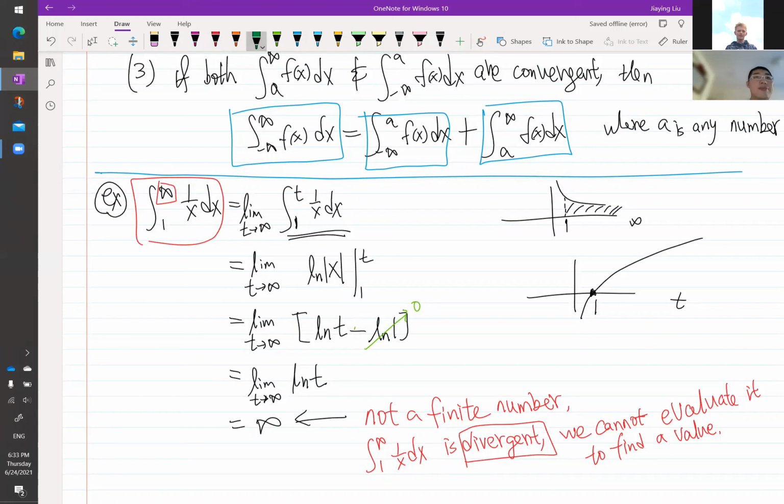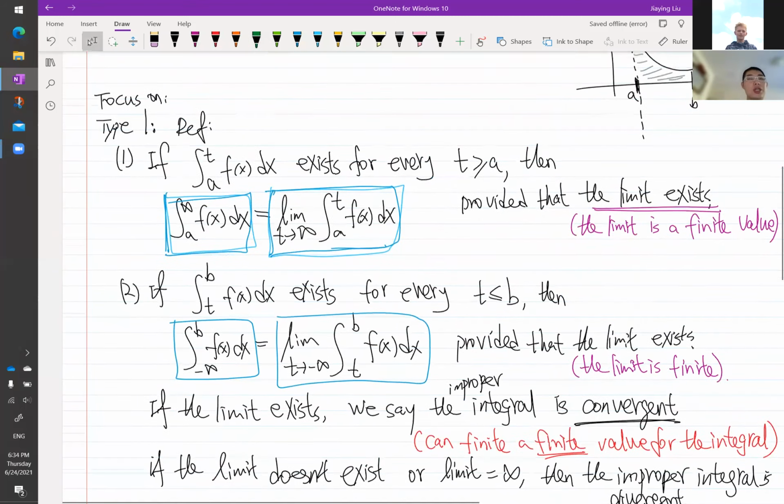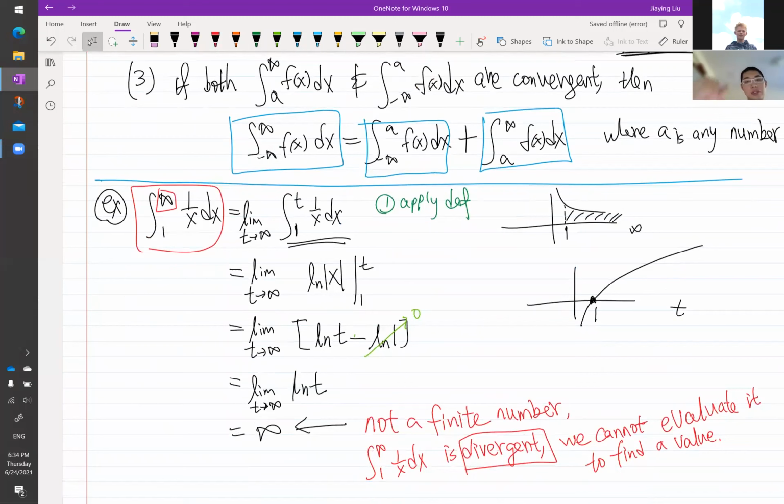So let me just take a step back. The process is that the first step is you apply the definition, right? That's the definition we had in the book. I wrote it here, those definitions. Just rewrite it using the limit and the integral with t in it. And then the second step, you just work on the integral part.